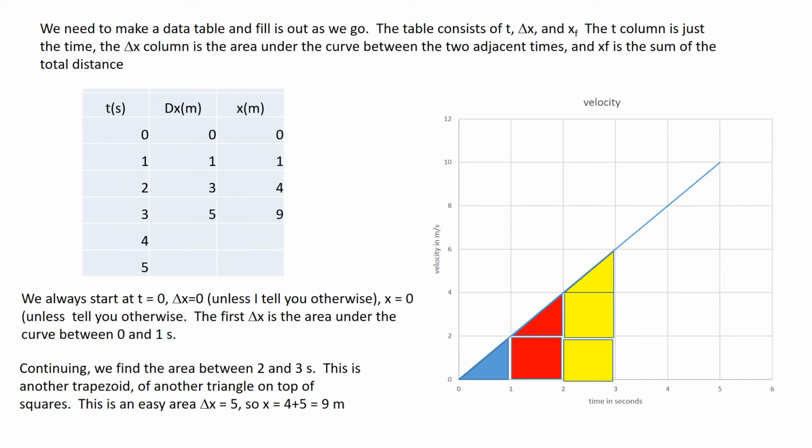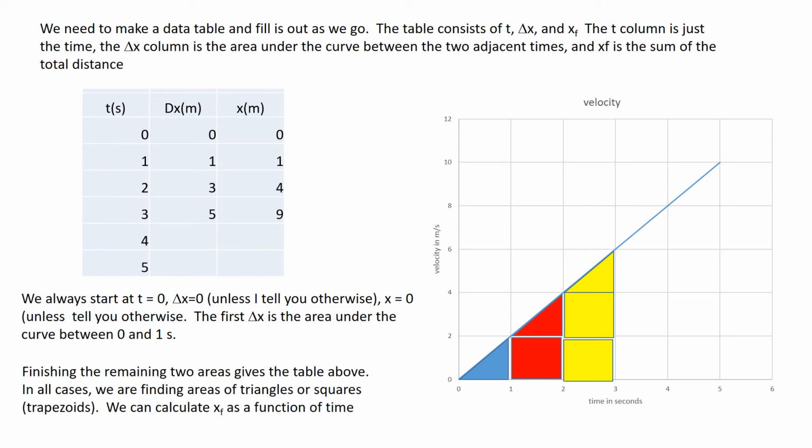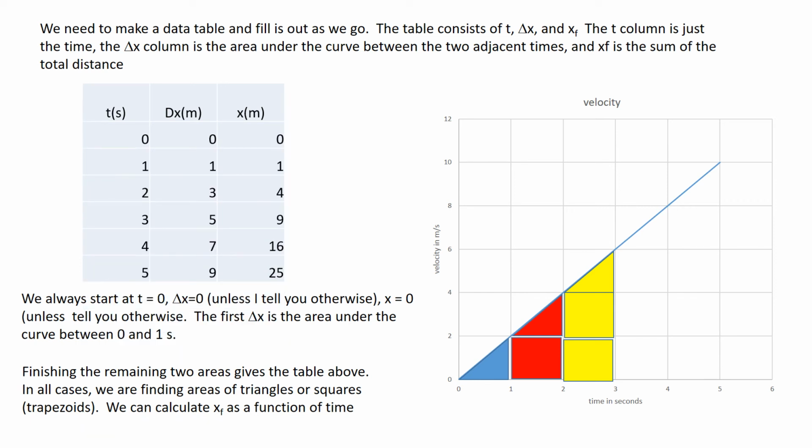You see how this all works out. It's not terribly hard, and there is some consistency to it. It's just calculating areas of triangles and adding them together. If I finish the remaining 2 areas, I get the table as shown above. After 4 seconds, I would be at 16 meters. After 5 seconds, I would be at 25 meters. This allows us to calculate the x final as a function of time.